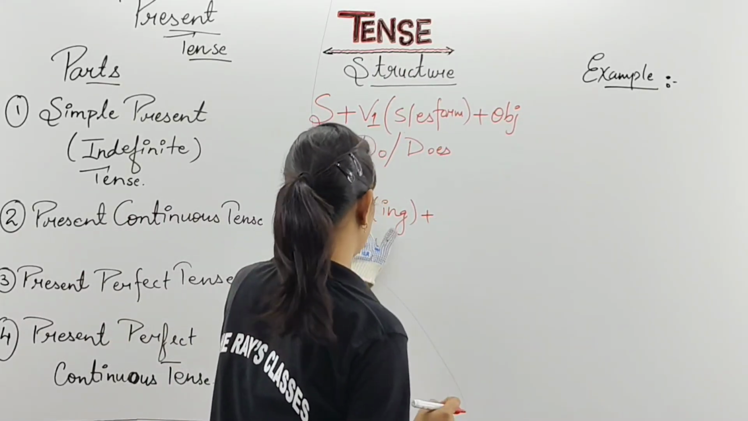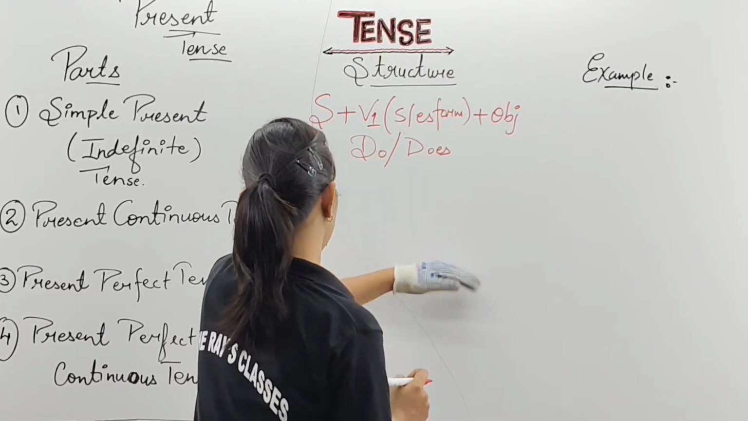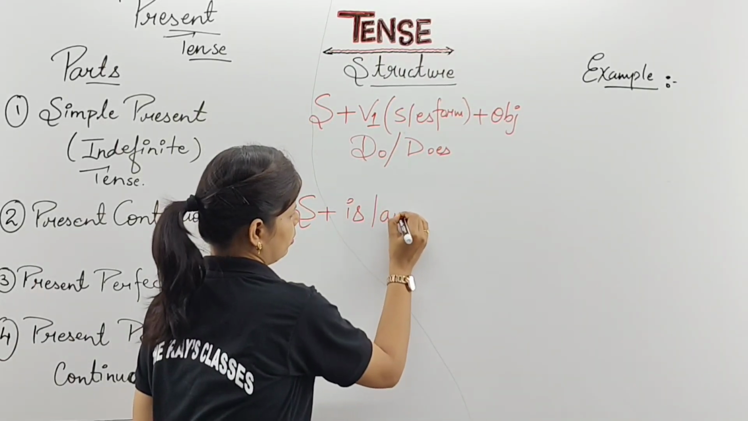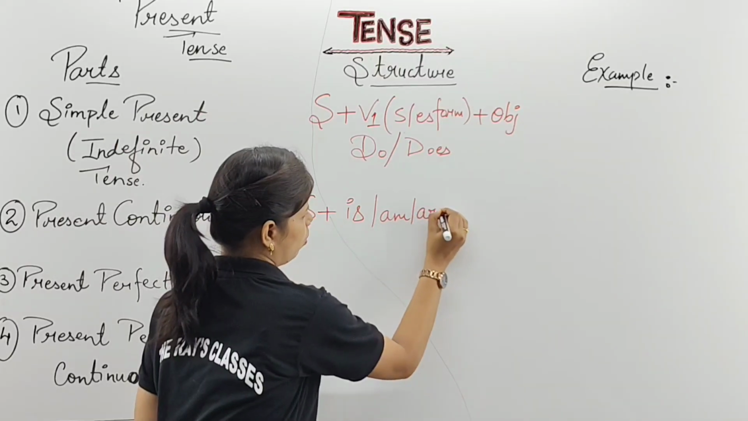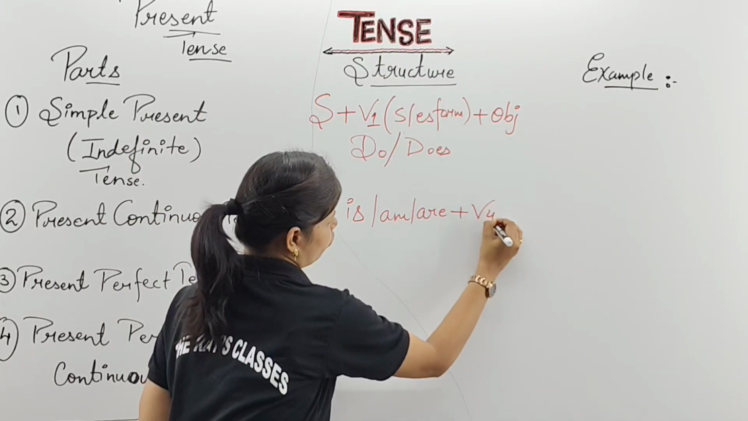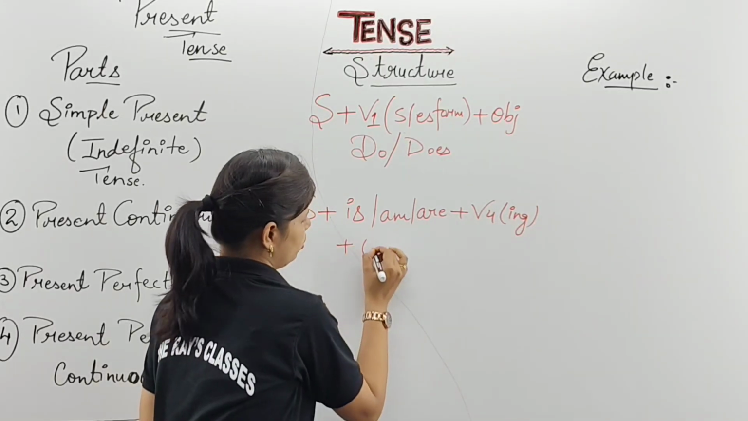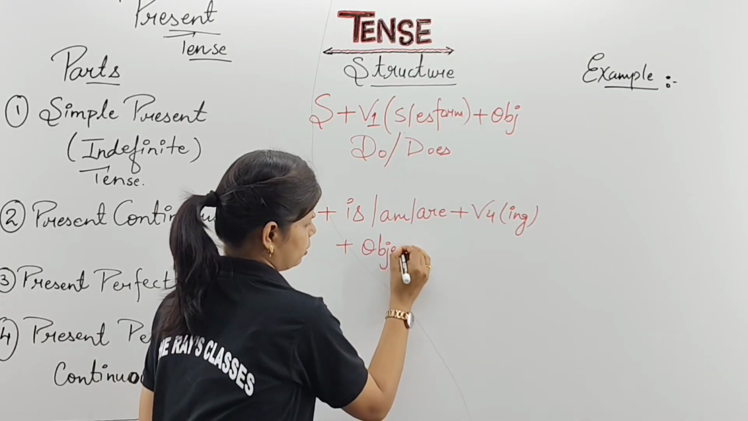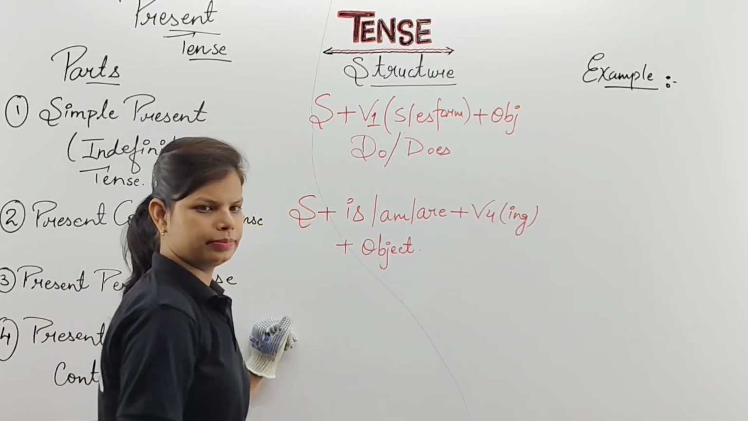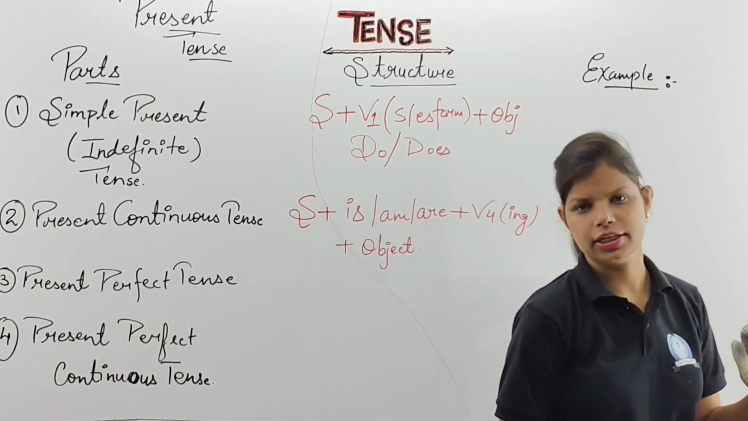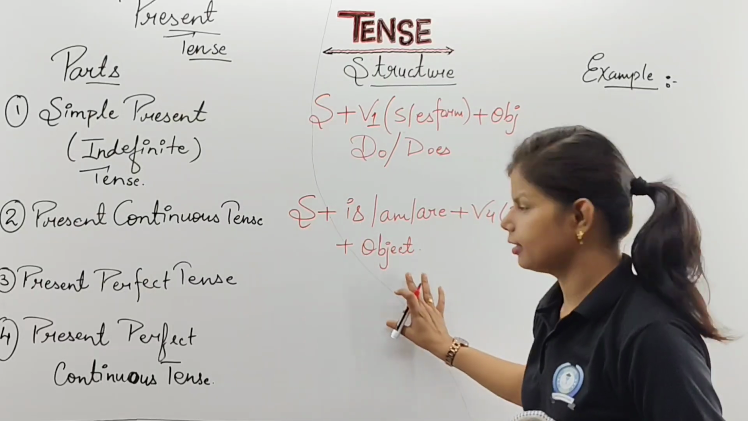First of all, don't write that one. We are going to use this one: subject, then we are using a helping verb is, am, or are, plus verb's fourth form, in bracket you will write ing, and then you are using object. Clear? Understood?